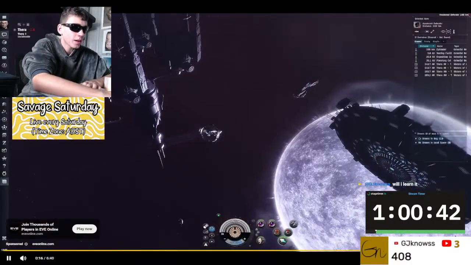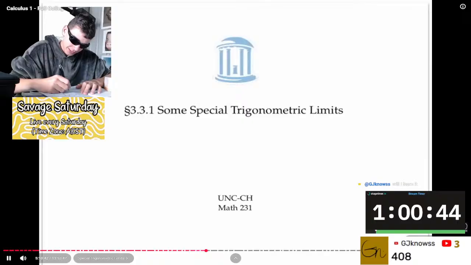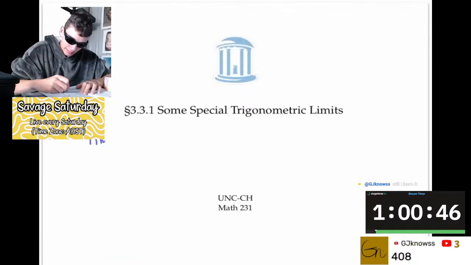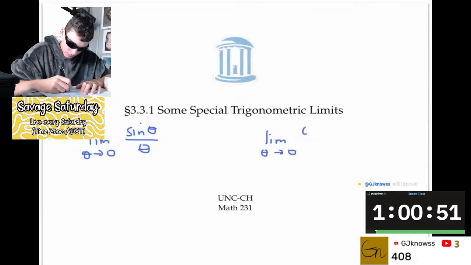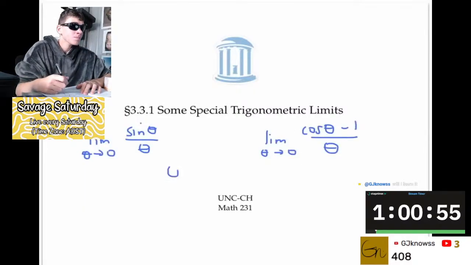This video is about two limits involving trig functions that turn out to be very useful in calculus. Namely, the limit as theta goes to 0 of sine theta over theta, and the limit as theta goes to 0 of cosine theta minus 1 over theta. These limits turn out to have really nice simple answers, as long as we keep theta in radians, not degrees.